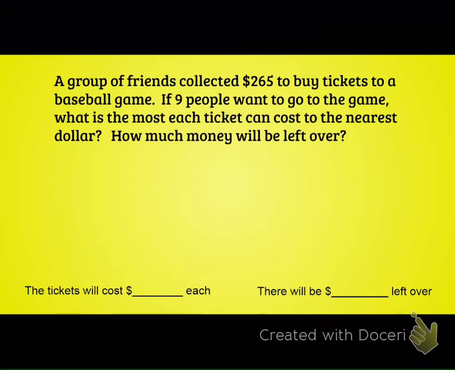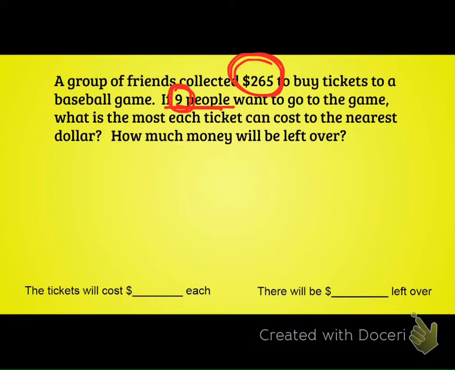All right, so we got a couple key pieces of information. First off, how much money the friends collected, $265. That's the amount of money in the pot, so to speak. That's how much money they have to work with. Now, there are 9 people that want to go to this game. So if each person is going to buy a ticket that's worth the same amount of money, how much is each ticket going to cost? So kind of like what we just had with the airplane example, except instead of cutting it into 4 pieces, this one's going to be cut into 9 pieces because we got 9 people to cut it into.